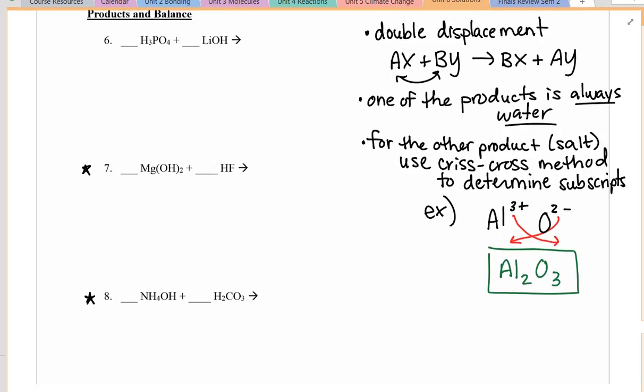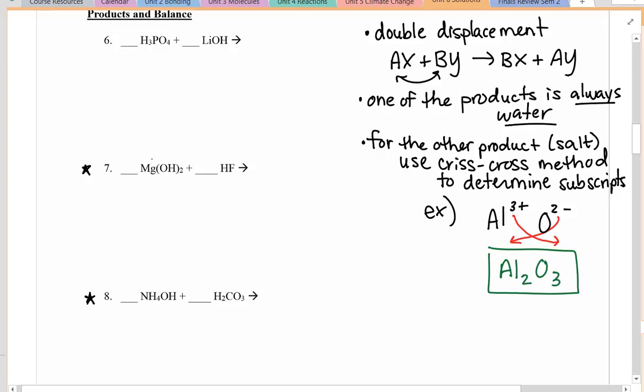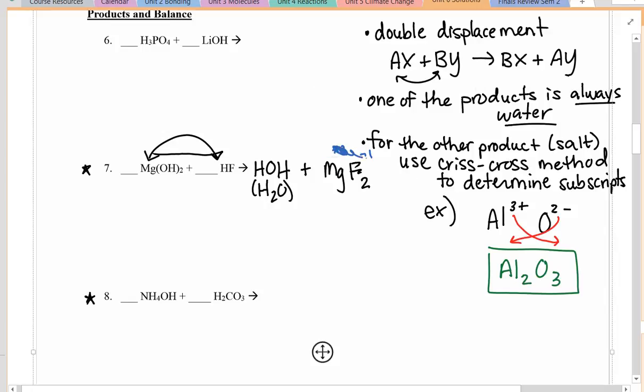Okay, so let's try a problem. Let's look at problem number 7. So the magnesium and hydrogen are going to switch places. The H is going to go with the OH, that is H2O. Okay, and then the magnesium is going to go with the fluorine. Magnesium, if you look on the periodic table, has a charge of +2. Fluorine has a charge of -1. So I'm going to do my crisscross method here, and my formula is going to be Mg1F2. There we go. So that is my salt, and I'm going to go back and scribble out the charges afterwards.